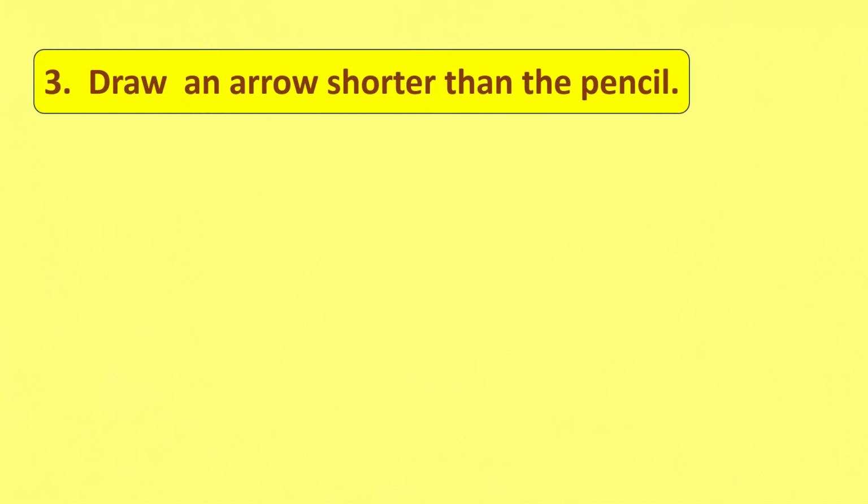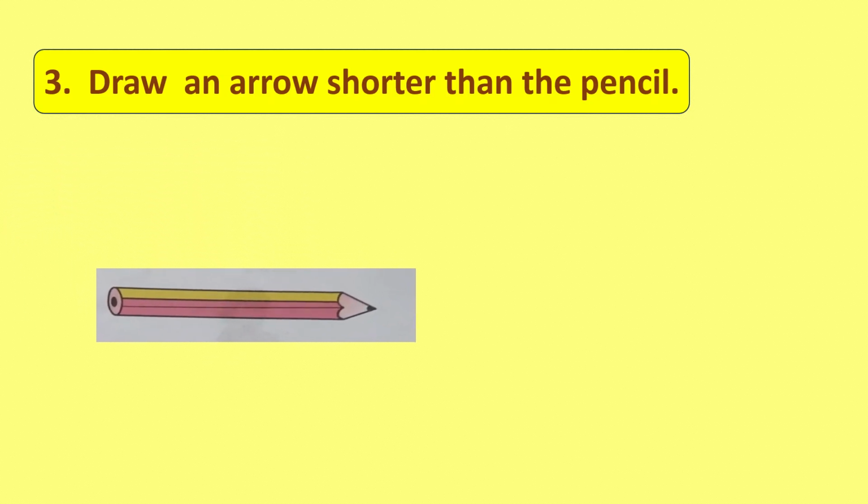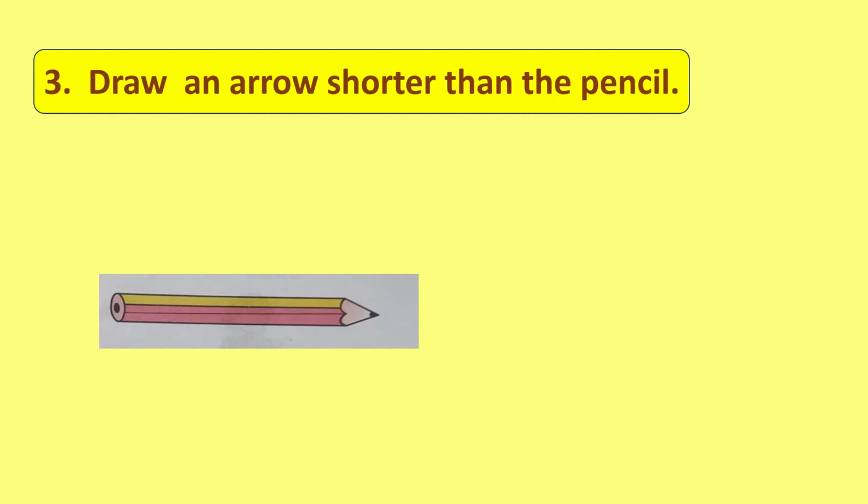which is again, bacha, draw an arrow shorter than the pencil. So we take a pencil and draw a shorter arrow. What is the meaning of a shorter arrow? Bacha, a shorter arrow means we have to draw a short length of arrow at the end of a pencil. So we take an arrow from here to here and just finish over here.